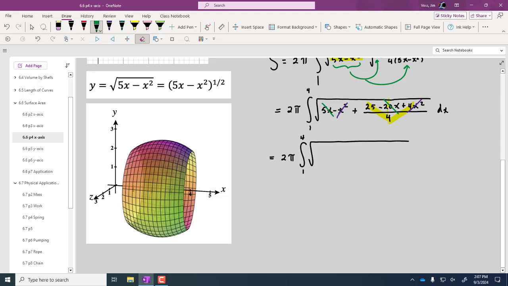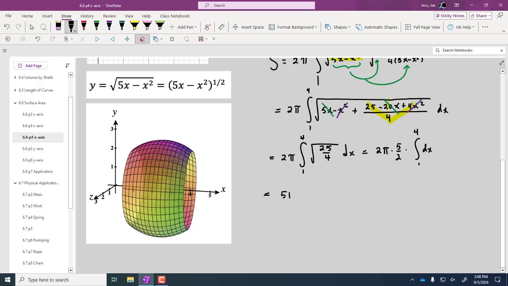And the only thing that's left is not such a big quantity anymore. The only thing that's left is, I don't think I need the square root quite as big as I drew it. The only thing that's left is 25 divided by 4 inside the square root. All the x terms cancel. So that means that we end up with 2 pi. This is a constant. We'll bring it out to the front. That's 5 over 2. And what is the integral from 1 to 4 of dx?